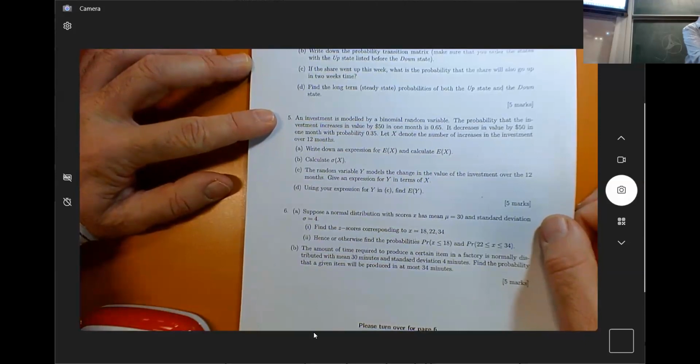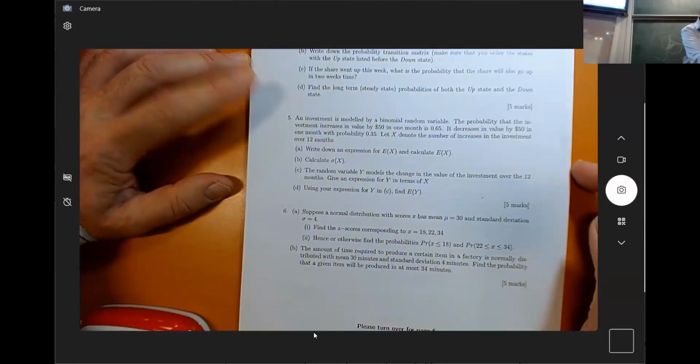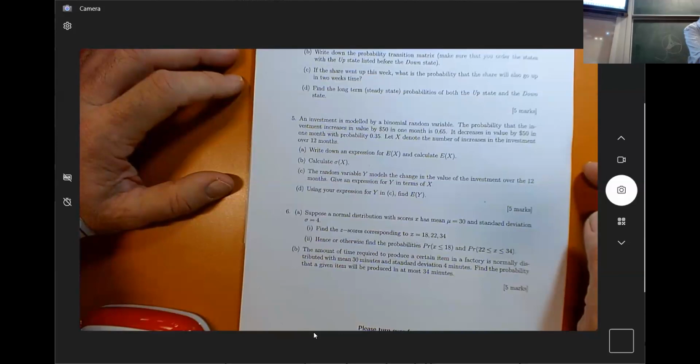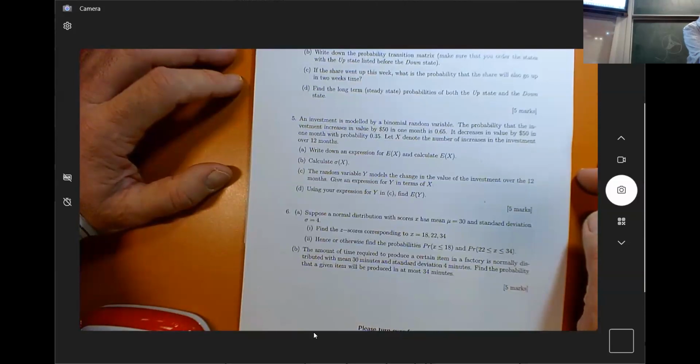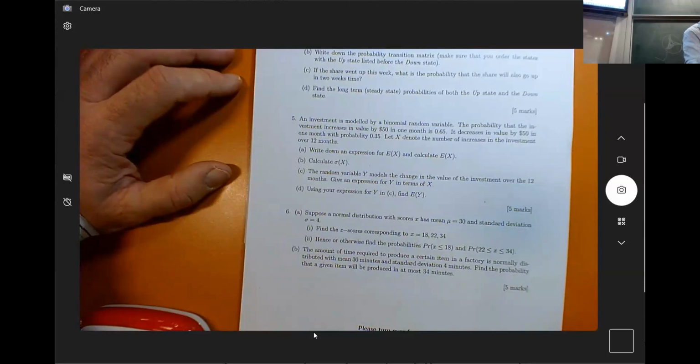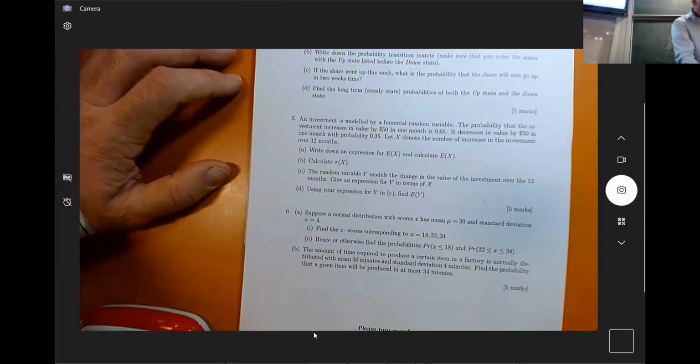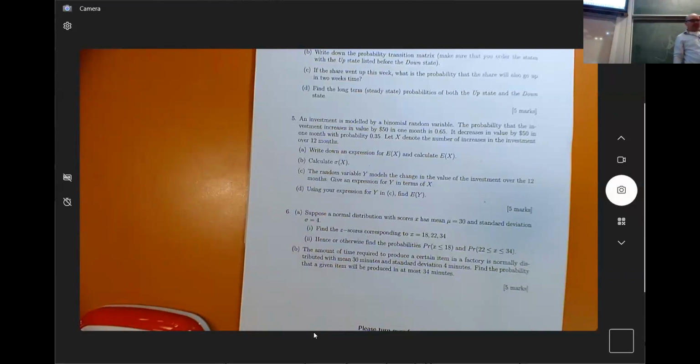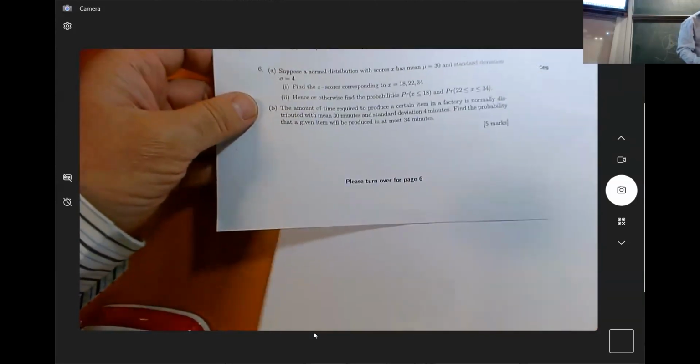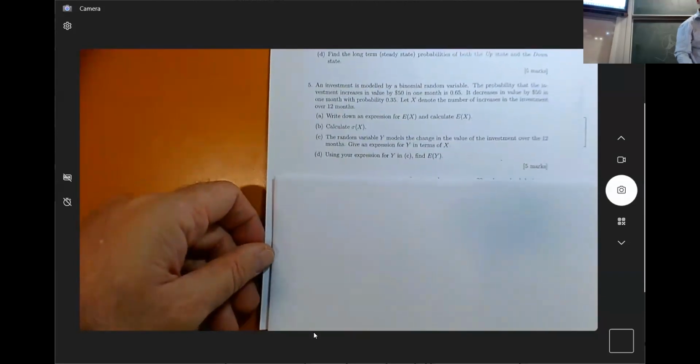An investment is modeled by a binomial random variable. The probability that the investment increases in value by $50 in 1 month is 0.65. It decreases in value by $50 in 1 month with the complementary probability. Let X denote the number of increases in the investment over 12 months. So we've actually defined our random variable X as the number of increases.